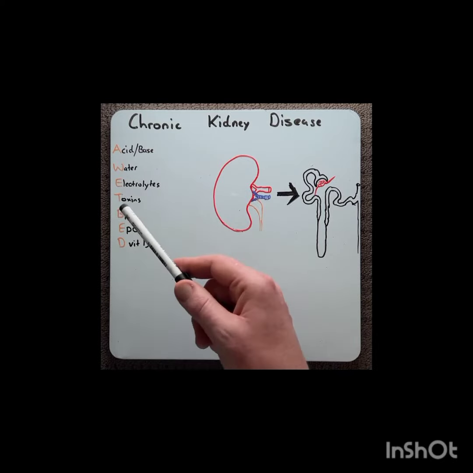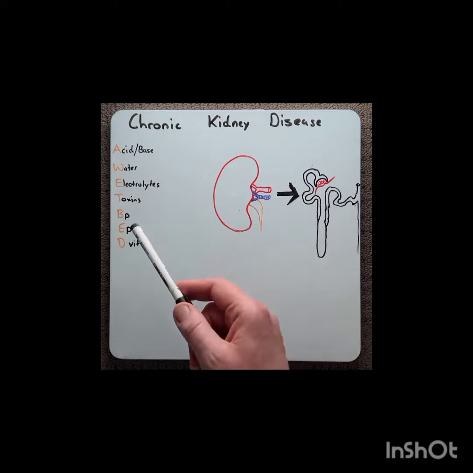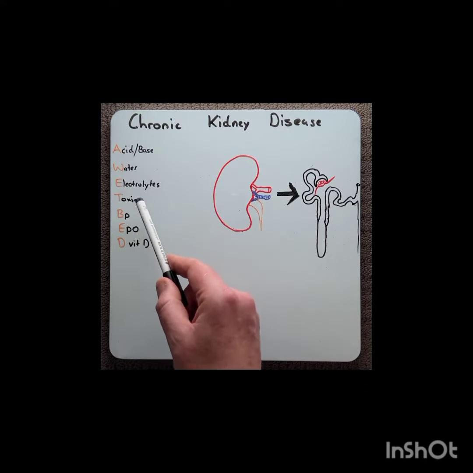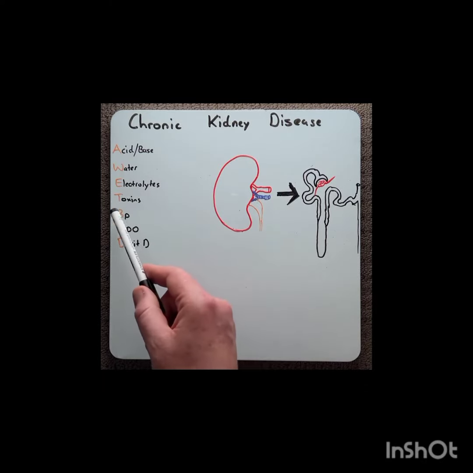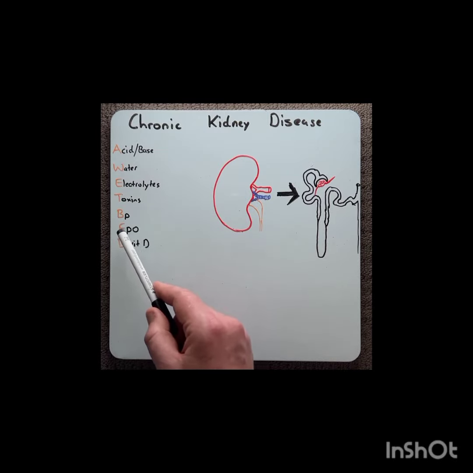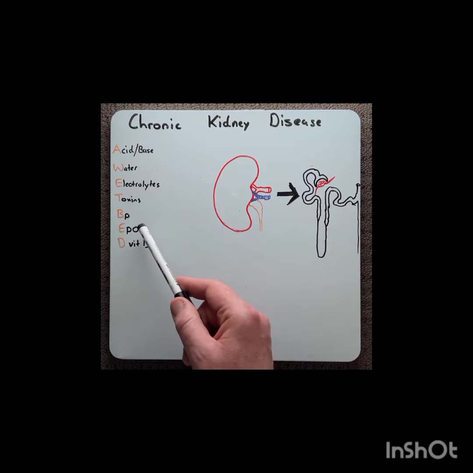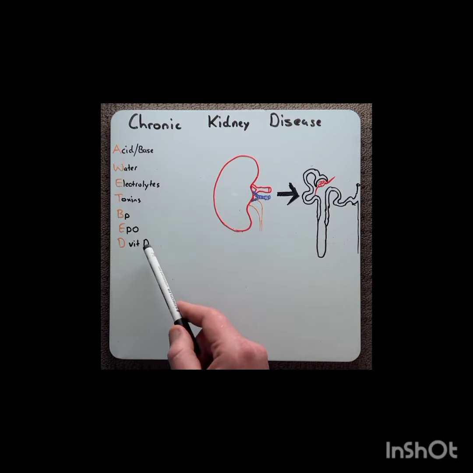or ion regulation such as sodium, potassium, calcium, phosphate, etc. Please take note: your kidney should keep these well regulated. B, blood pressure regulation. Eliminating nitrogen-based toxins such as urea, the production of erythropoietin or EPO to help make new red blood cells, and finally D, vitamin D or the activation of vitamin D.